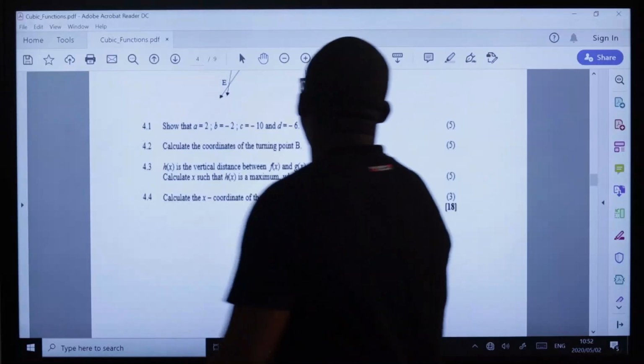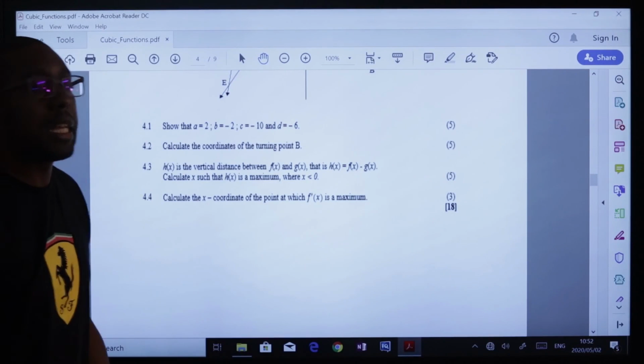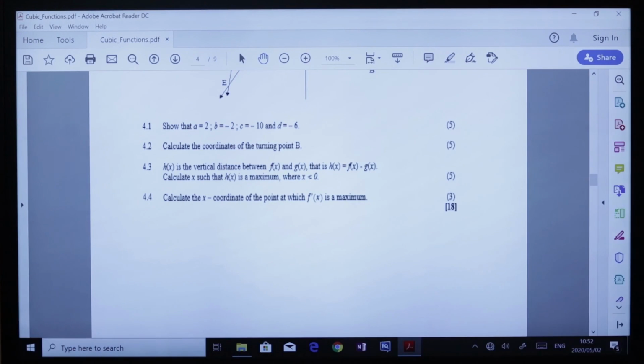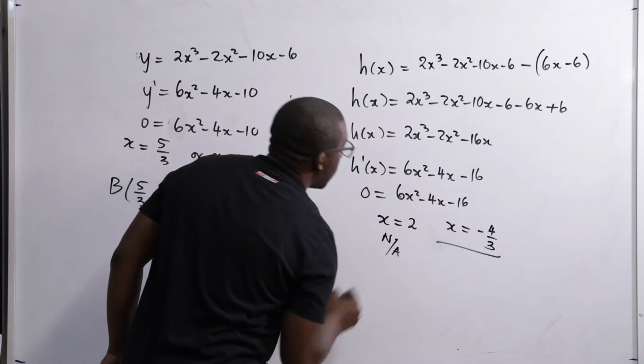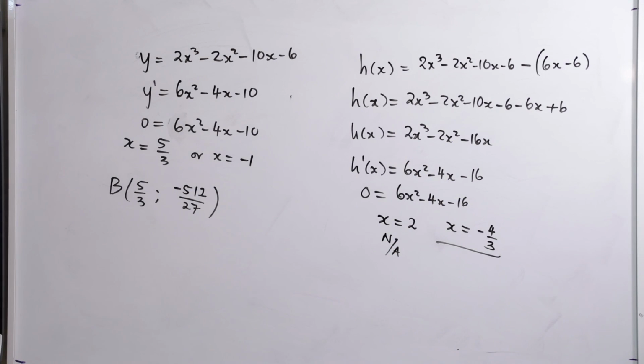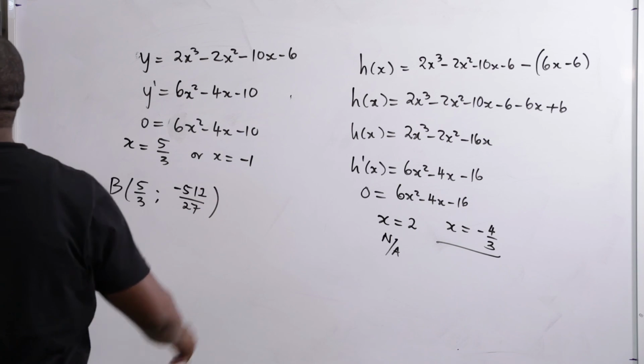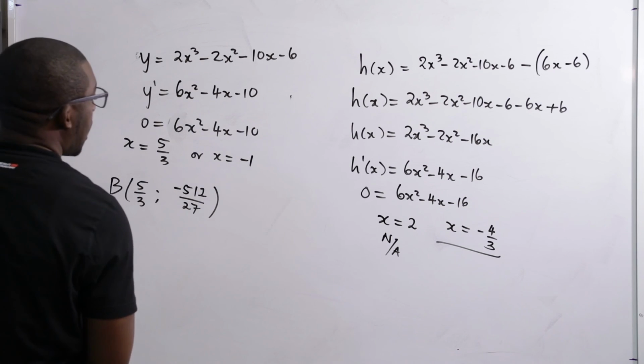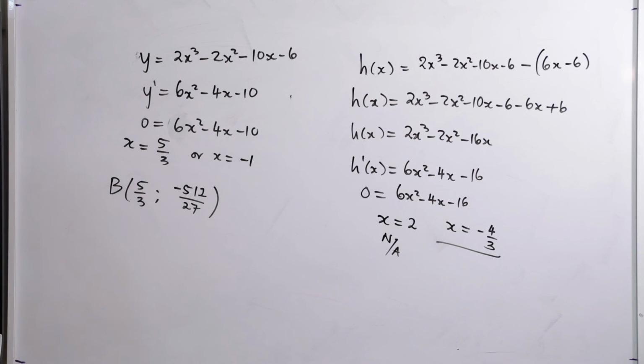But we're given a restriction. They said x has to be negative. So x equals 2 is not applicable. It is disqualified by the restriction that x has to be negative. So the corresponding x value is x equals negative 4 over 3. Moving on to the next one.